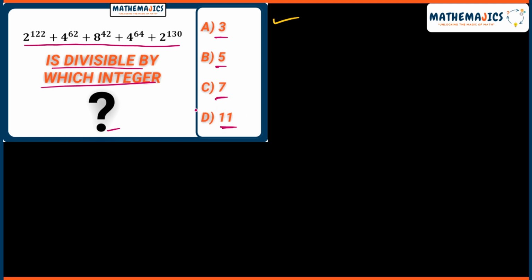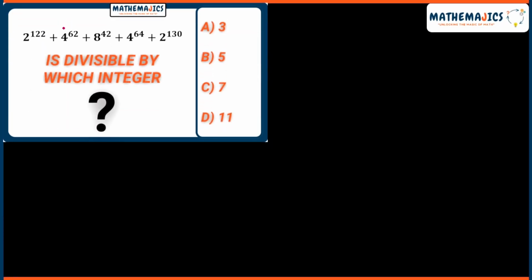Okay, so let's see how we can solve this. To start solving this, I will be rewriting a few terms. These terms, 4 raised to power 62, 8 raised to power 42 and 4 raised to power 64, in a different way. So how can we write this in a different way? 4 raised to power 62. Can I write 4 as 2 raised to power 2? Yes. Now if I simplify this further, I will get 2 raised to power 124.